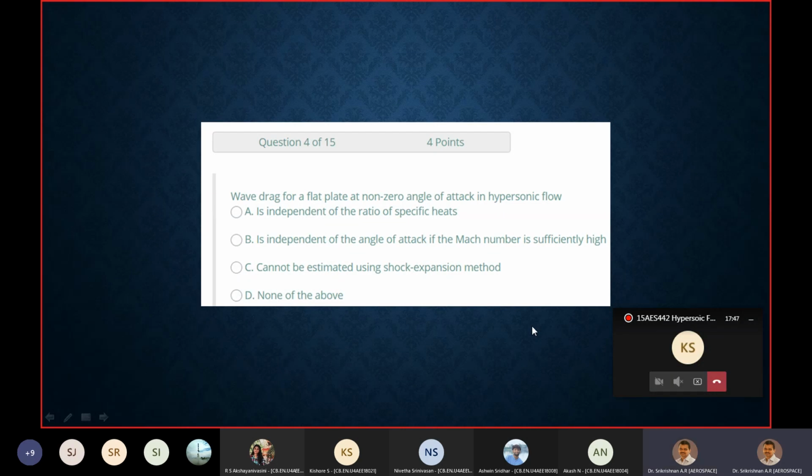Cannot be estimated using shock expansion method: it is a fairly useful method for estimating wave drag. I use the word estimating. Estimating means getting a rough idea, not an accurate prediction. So estimation is fine. So wave drag can be estimated, which means that all the three are not applicable. So none of them is applicable. So the choice D is the correct one.